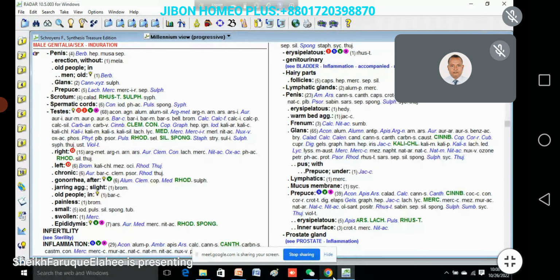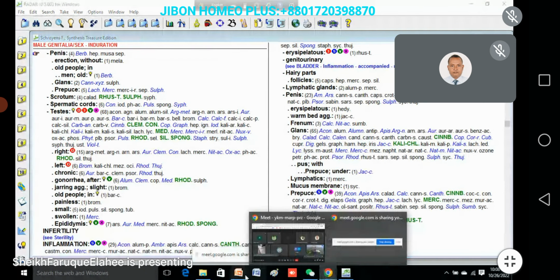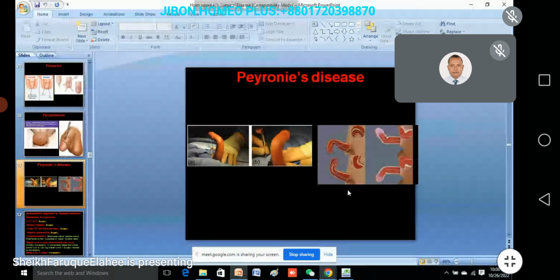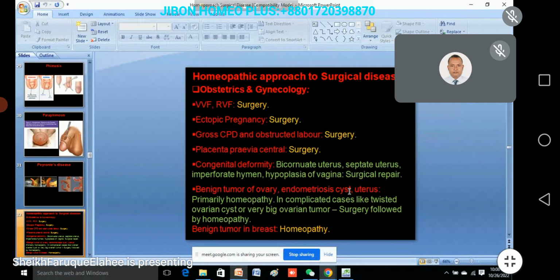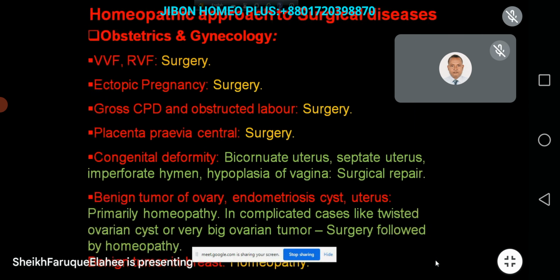Let us come to our topic again. So after Peyronie's disease, let us come to the new topic which I was going to discuss. This is obstetrics and gynecology. Now, before going to obstetrics, let us discuss some gross anatomy of female genital system.